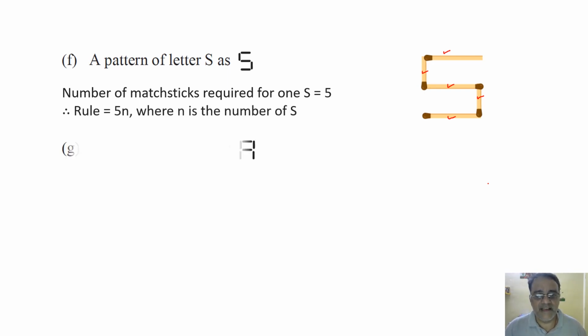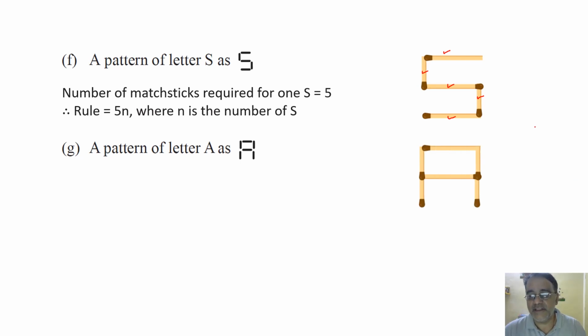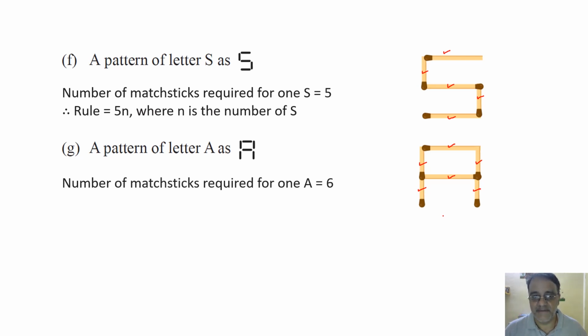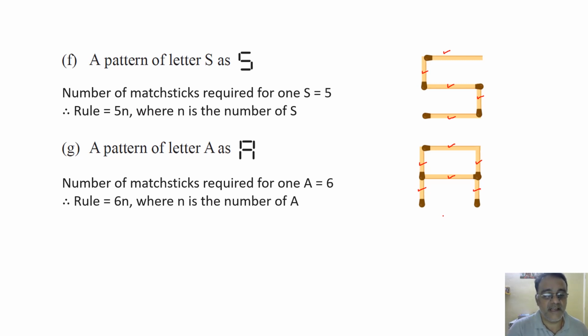Next one is letter A. A में देखो कितने यूज हो रहे हैं. 1, 2, 3, 4, 5, 6. So number of matchsticks required for 1 A is 6. So we can make a rule 6n, where n is the number of A. Any doubt in this type of question? No doubt, sir. Okay. So now we are moving toward the next question.